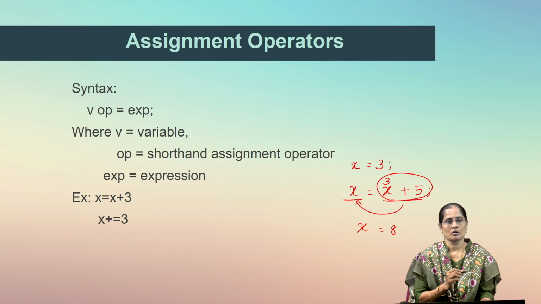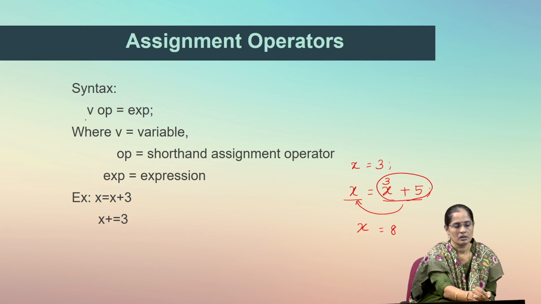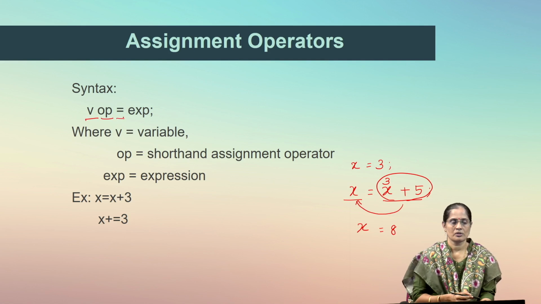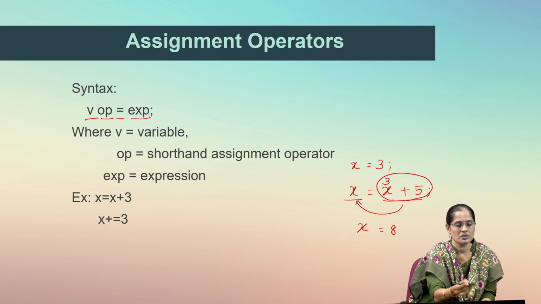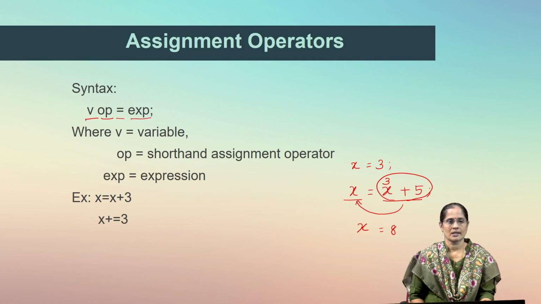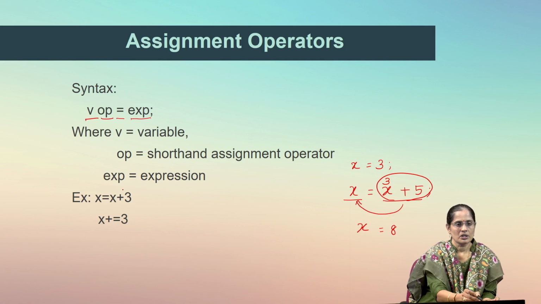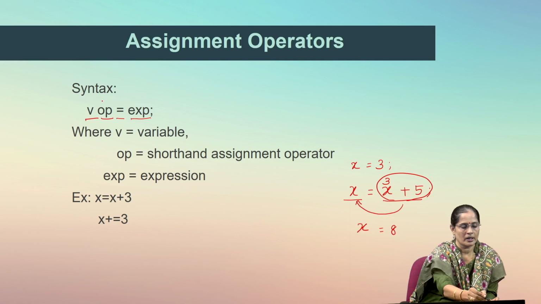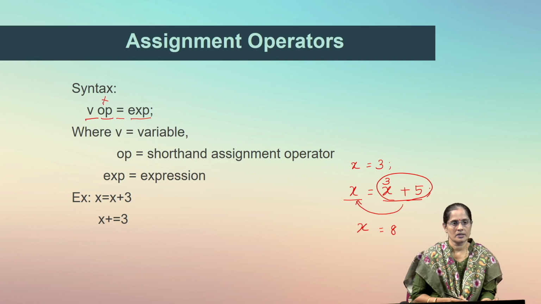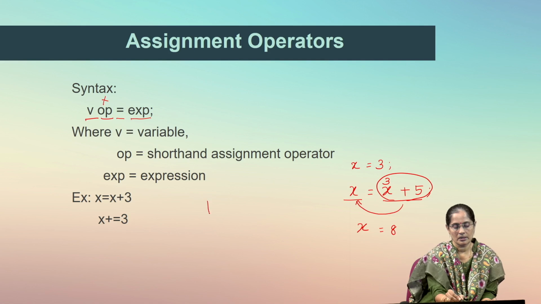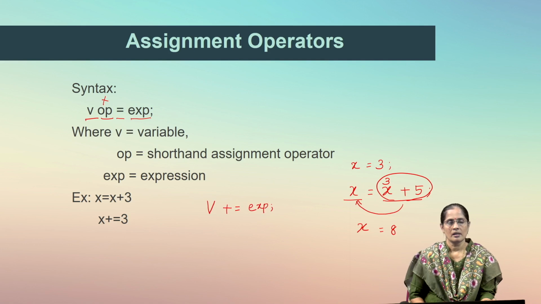So, the syntax of the shorthand assignment operator is V, that is variable, operator symbol, whatever the operation we want to perform, and equal to is the representation of the assignment operation, and expression will be the value in the right hand side of the statement. Now, if we are using plus as the operator symbol, then this expression can be turned into V plus equal to the expression or the value. This can be rewritten this way.